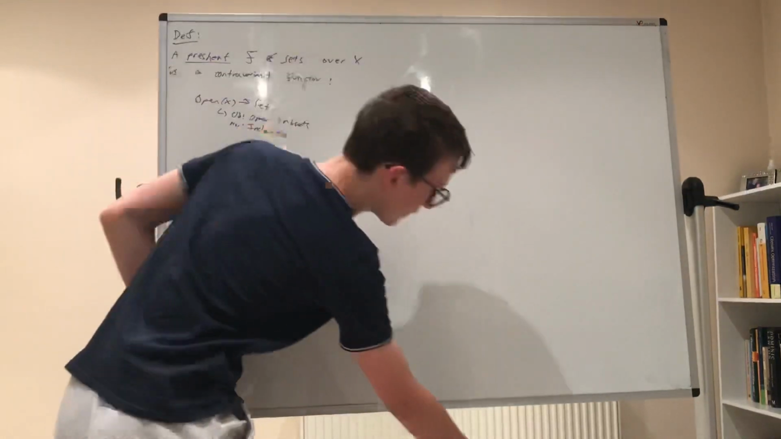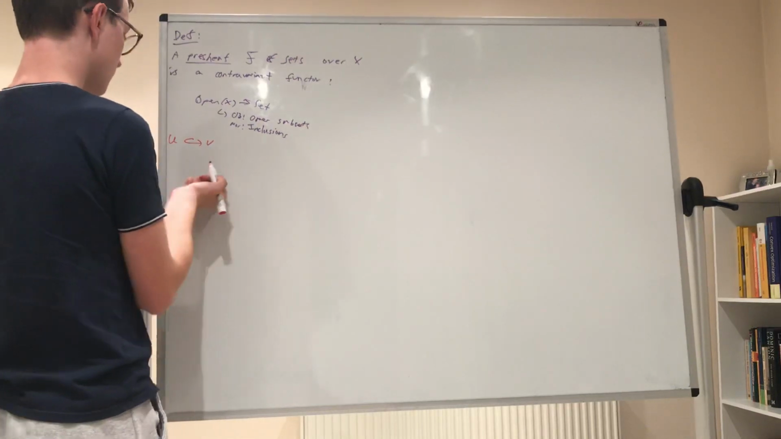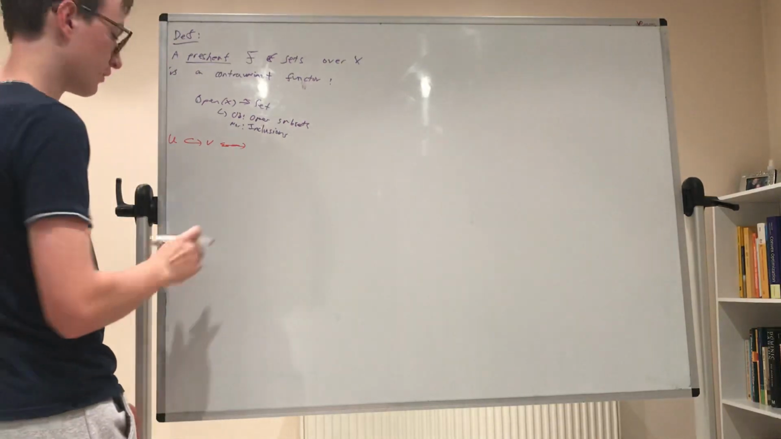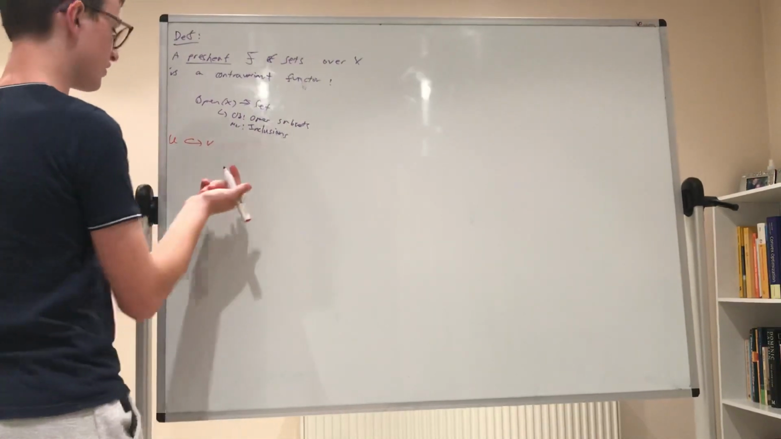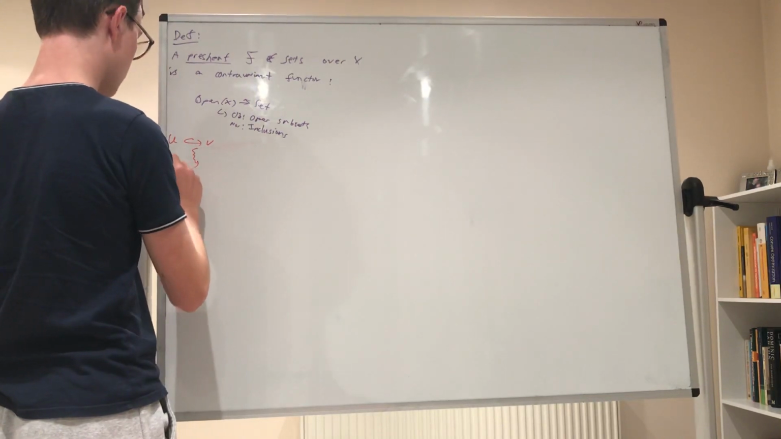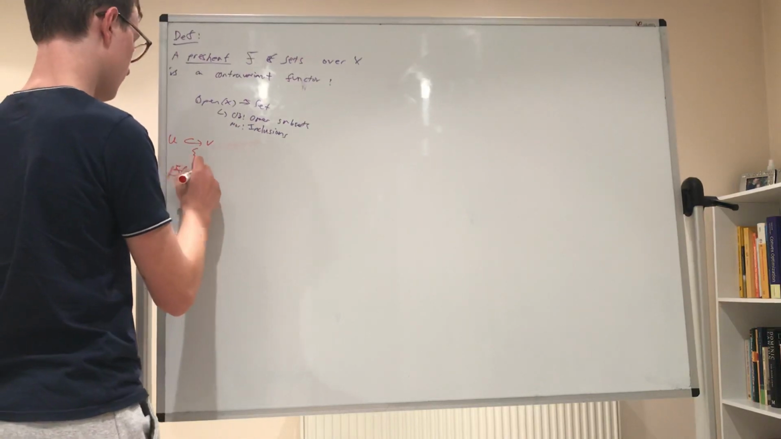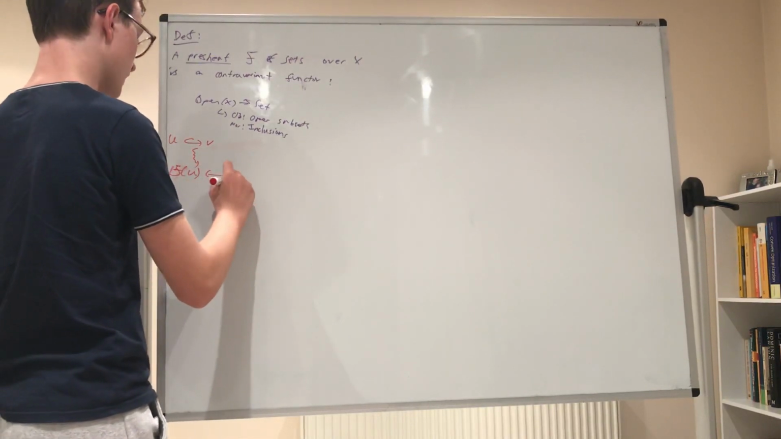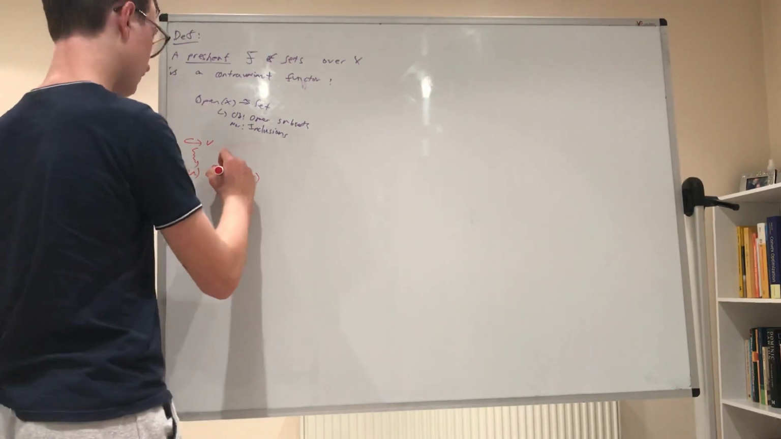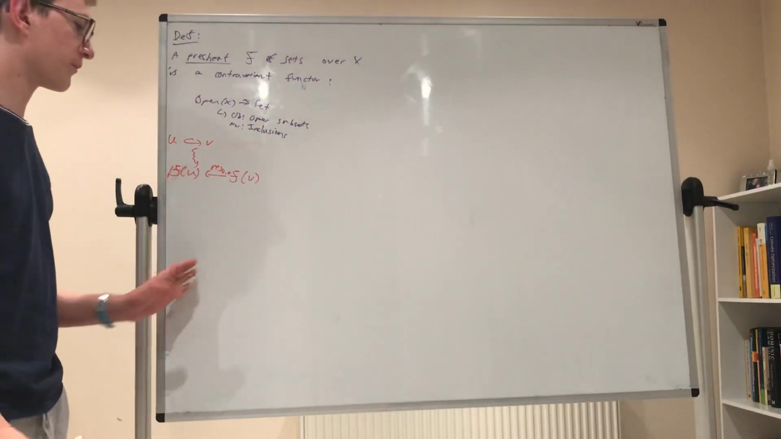So let me write that out explicitly. If we have an inclusion U being included into V, this is then inducing a map, sorry, going the other way. And this is denoted by res VU. So it goes the other way.